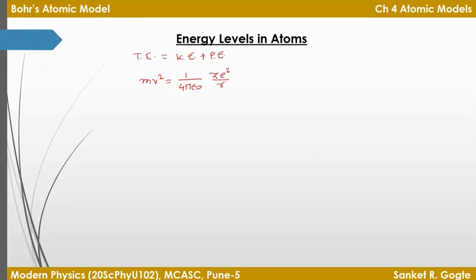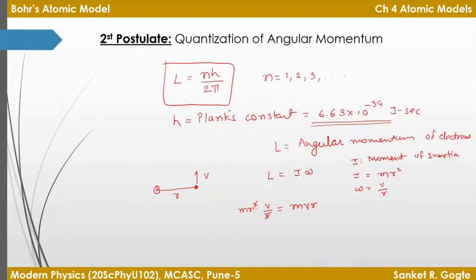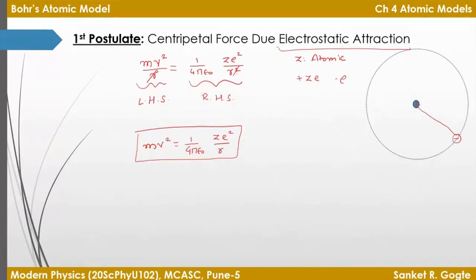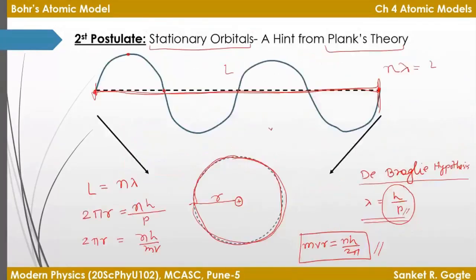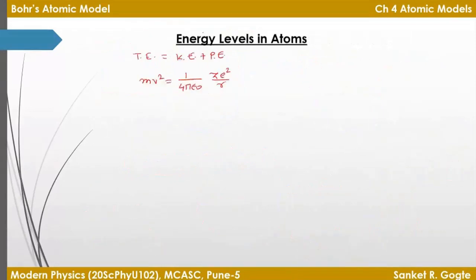Where have I obtained this relation? We have obtained this relation from the first postulate. So I'm using this relation, which we have derived by assuming the first postulate, and I'll start the derivation for total energy from that point. Therefore, kinetic energy is equal to 1 by 8 pi epsilon 0 z e square by R.